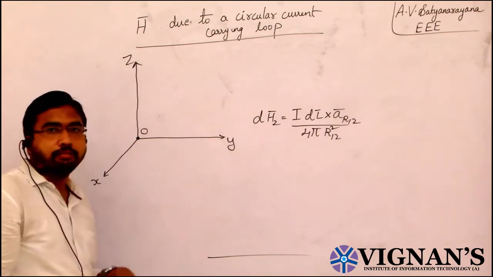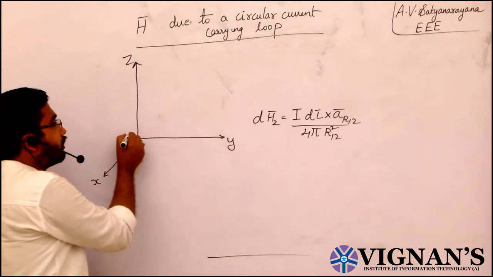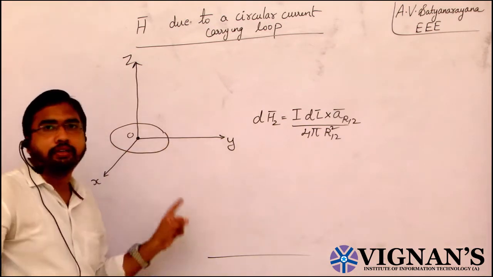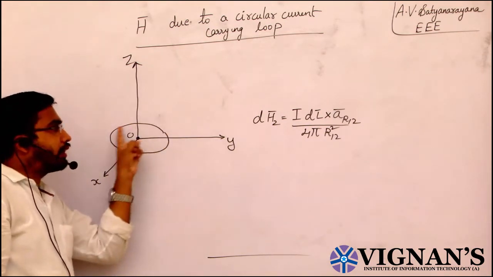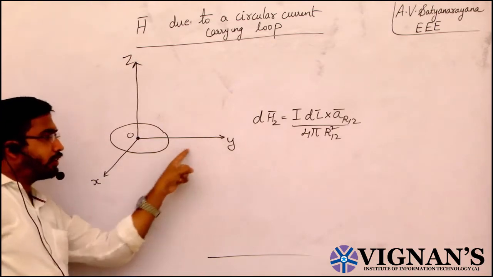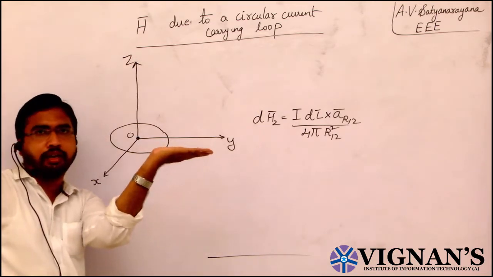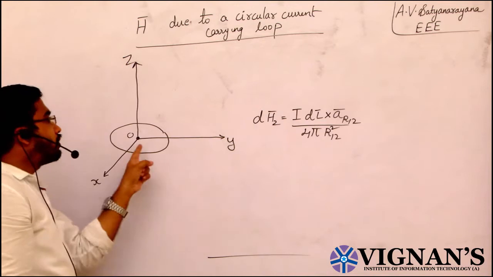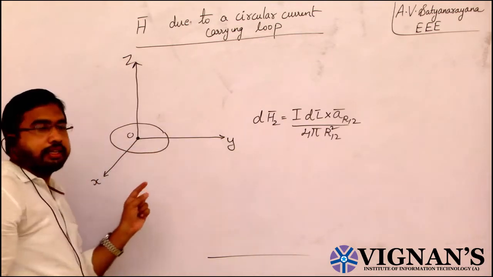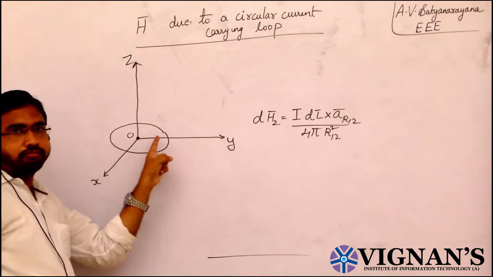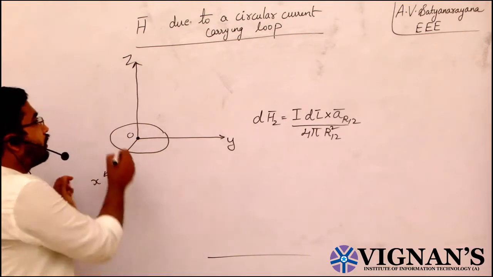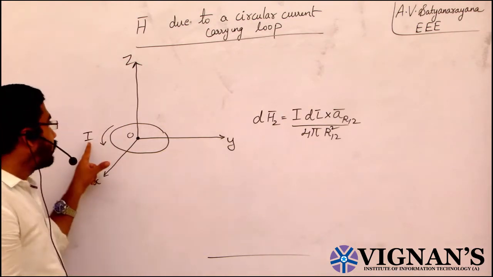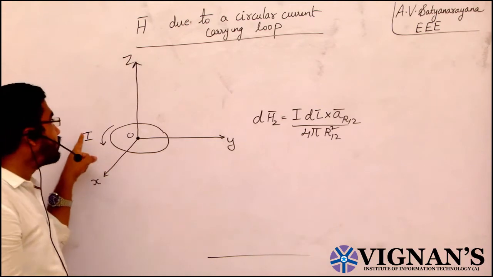Now my assumption is that I am considering a circular current carrying loop in the xy plane. That means your circular current carrying loop is in this xy plane, kept in a horizontal plane like this. In this plane you will have that circular current carrying loop. I am also taking the center of this circle as the origin. Now in this loop some amount of current I is flowing. The amount of current flowing in this circular loop is I.